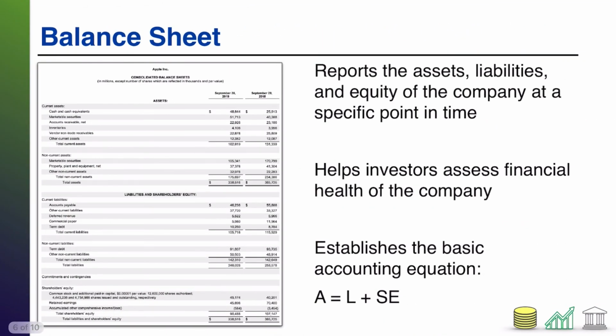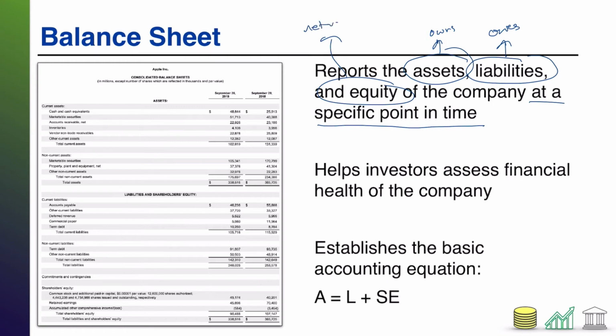Next up, let's talk about the balance sheet. So, the balance sheet reports the assets, the liabilities, and the equity of the company. Notice this one is really different. It's at a specific point in time, okay? So, assets is what the company owns. Liabilities are what the company owes. Equity is simply the net value of the company, and represents the shareholder interest.